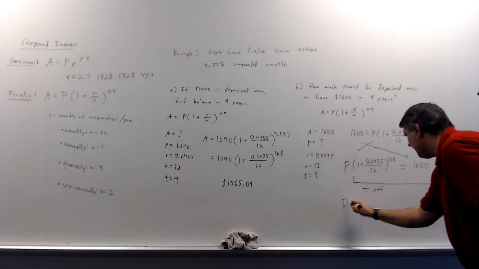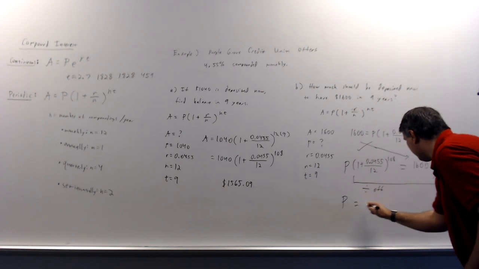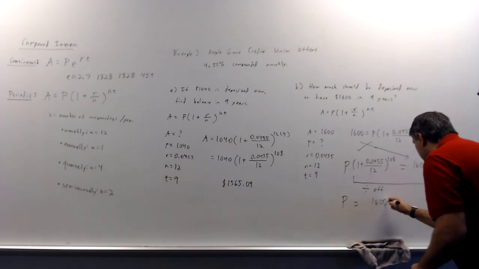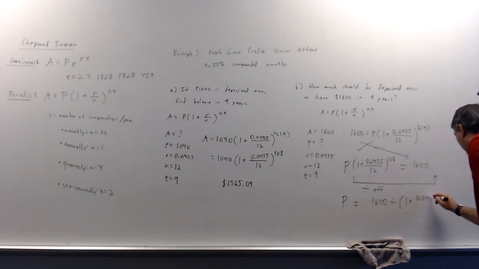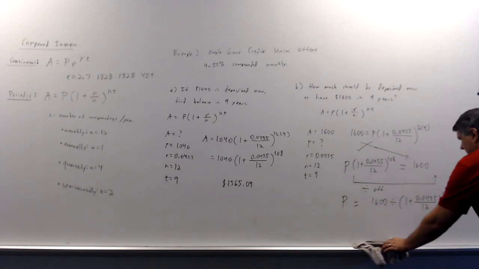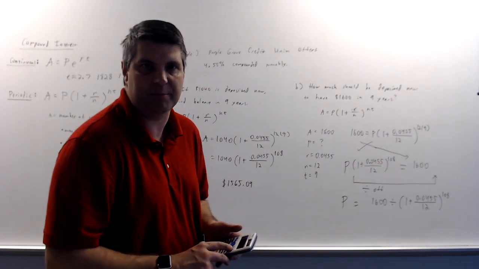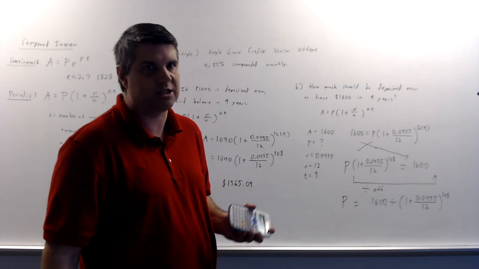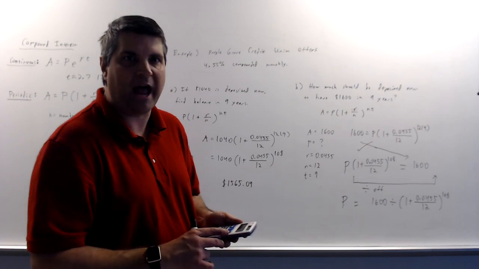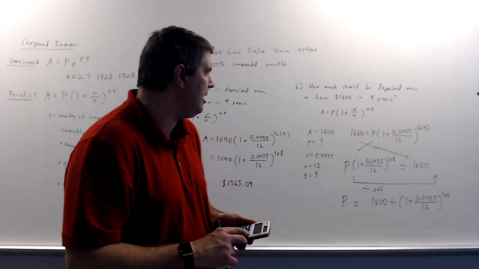So P, that looks more like a D, I'm sorry. P equals the 1600 divided by 1 plus 0.0455 divided by 12 to the 108th power. If you're using a Casio and most Texas Instruments calculators, this is not a problem. If you're using one of those calculators that doesn't support the order of operations, this is a little dicey. But for those of you who are using a good calculator, this is not a problem.